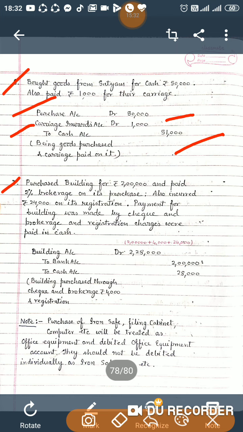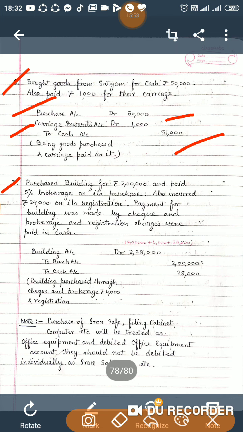Payment for building was made by check and brokerage and registration charges were paid in cash. This is a transaction. We are purchasing a building of rupees 2 lakh. We have paid 2% brokerage on it. Apart from this, we have also paid 24,000 on its registration.